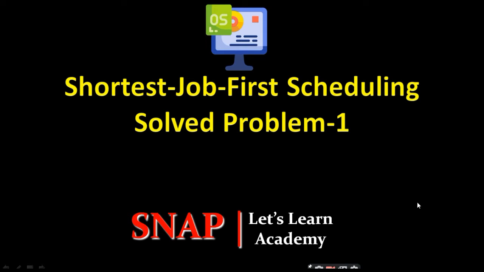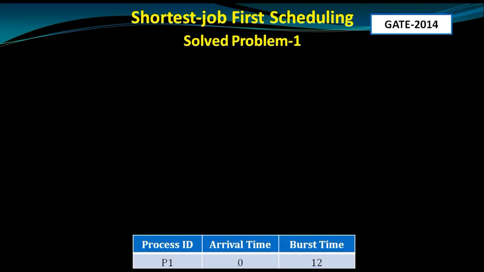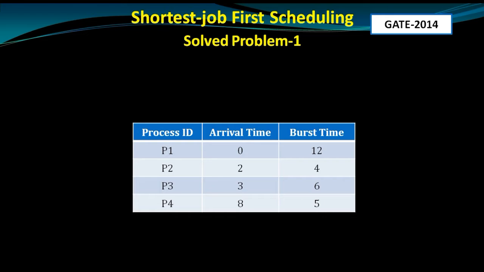Welcome back once again. In the previous lecture we had the shortest job first scheduling algorithm and we discussed the concept of the SJF algorithm, and also we have seen how we can prepare the Gantt chart if it is preemptive and non-preemptive. We have one problem, and this question has been asked in GATE 2014.